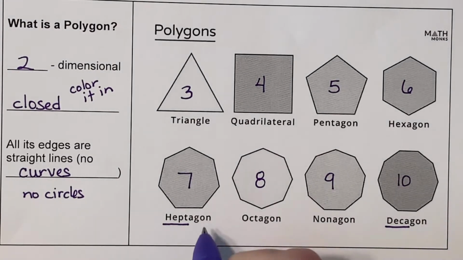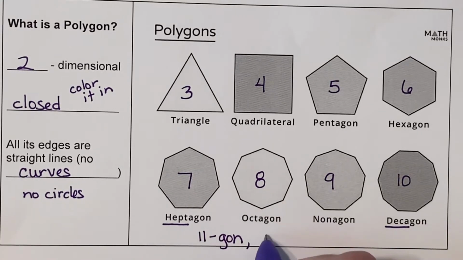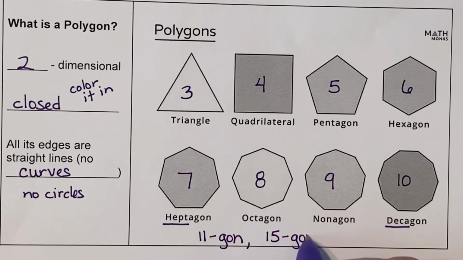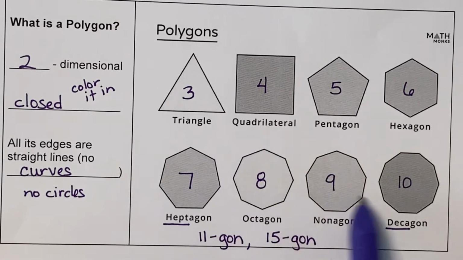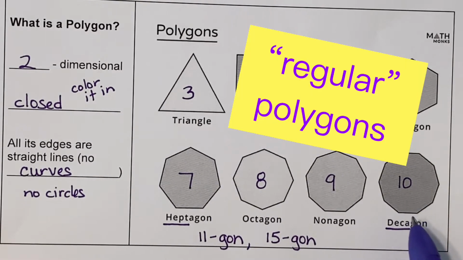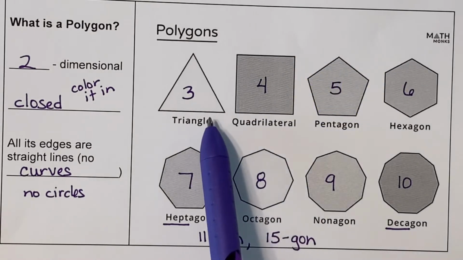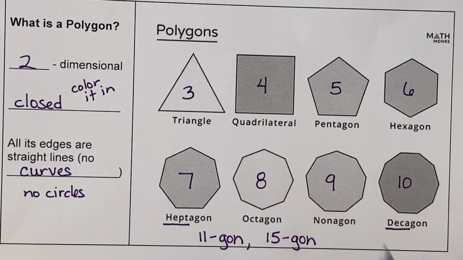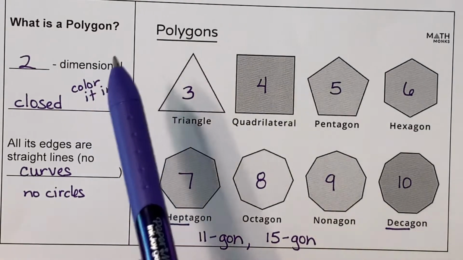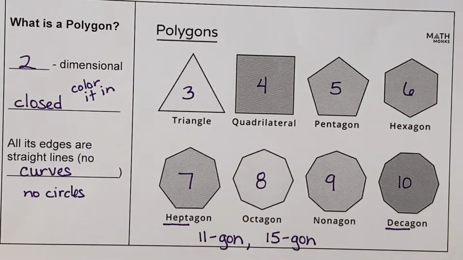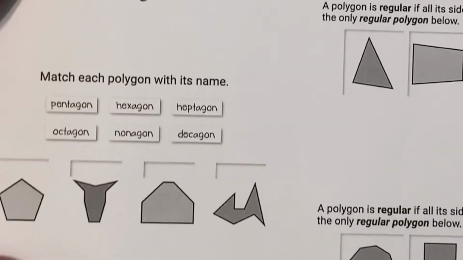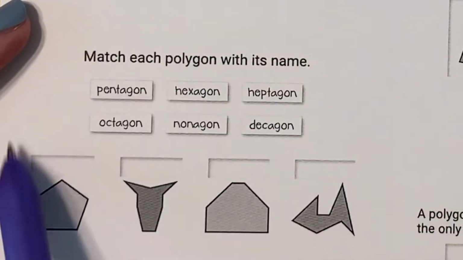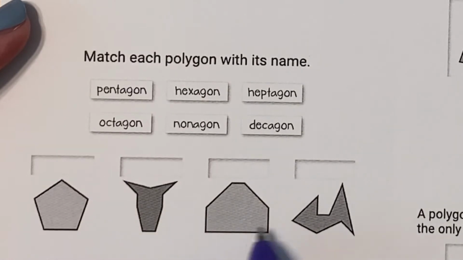Something that has 11 sides, I'm just gonna call it an 11gon. Something that has 15 sides, I'm just gonna call it a 15gon. So after decagon, don't worry about naming them at all. Now these ones happen to be regular polygons, which we'll talk about down here, but just know that they don't all have to look nice. They can look really funky. As long as they're two-dimensional, they're closed, and there's no curves, it's a polygon. You go ahead and try to match these different polygons, some of them are funky, with their name.